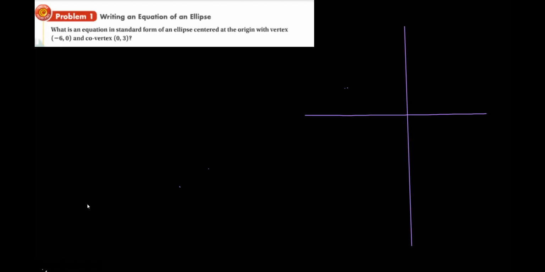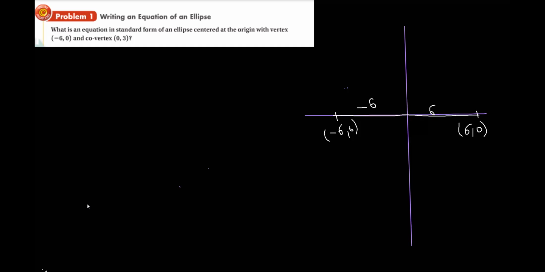Now, the first one is -6, 0. So it is here. And since the distance from the center to here is -6, the distance on the other side is 6. So here it will also be 6. So the other vertex will be 6, 0.